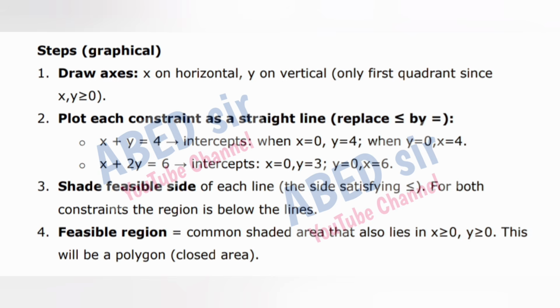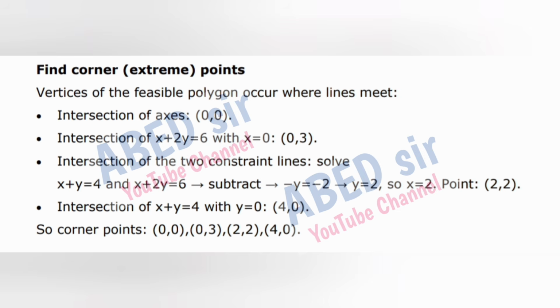3. Shade feasible side of each line, the side satisfying less than or equal to. For both constraints, the region is below the lines. 4. Feasible region is equal to common shaded area that also lies in x greater than or equal to 0, y greater than or equal to 0. This will be a polygon, closed area. Find corner, extreme, points. Vertices of the feasible polygon occur where lines meet.